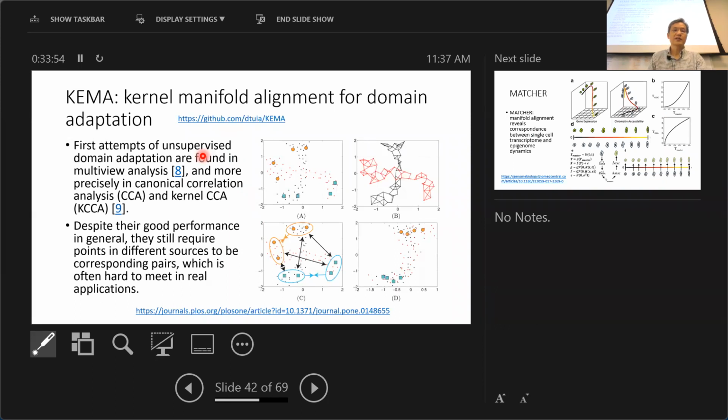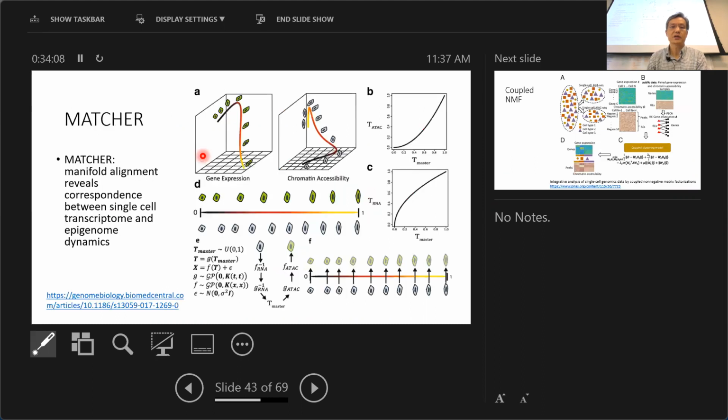So this is from an early stage of application, and the kernel manifold alignment for domain adaptation. Just some papers I threw out. And this is the application of manifold alignment to ATAC-seq, chromatin structure and gene expression, and also with some time series information in there. So at that time, this is an early paper, it's not at the single cell level.